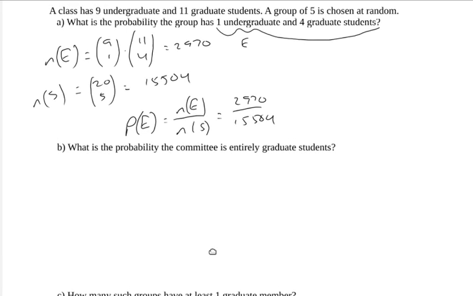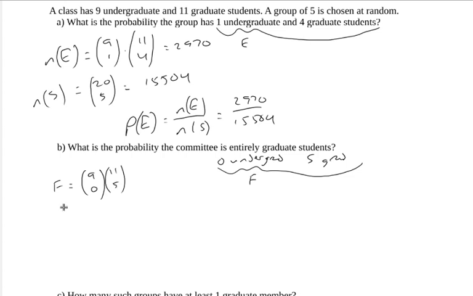All right, what is the probability that the committee is entirely graduate students? So this would be 0 undergraduate, and thus 5 graduate students. So our E is now going to be a little bit different. Maybe I should call it F so you don't get it confused with the E I have up there. This is F. And so from the 9 undergraduate students, we'll choose 0. From the 11 graduate students, we'll choose 5. And S is still the same number.